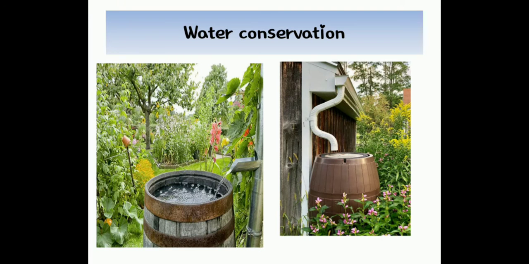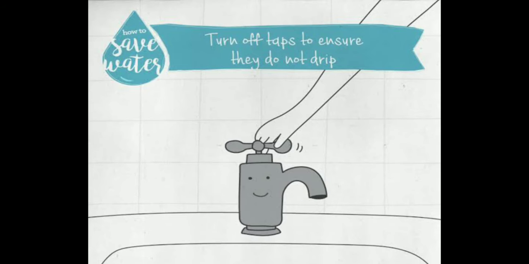Next subtopic we have now is water conservation. Now, what are the steps through which we can conserve water? Firstly, practice rainwater harvesting. Collect the rain when it rains and use the water for your own daily purposes. Fix leaky taps and don't let them run when not in use.